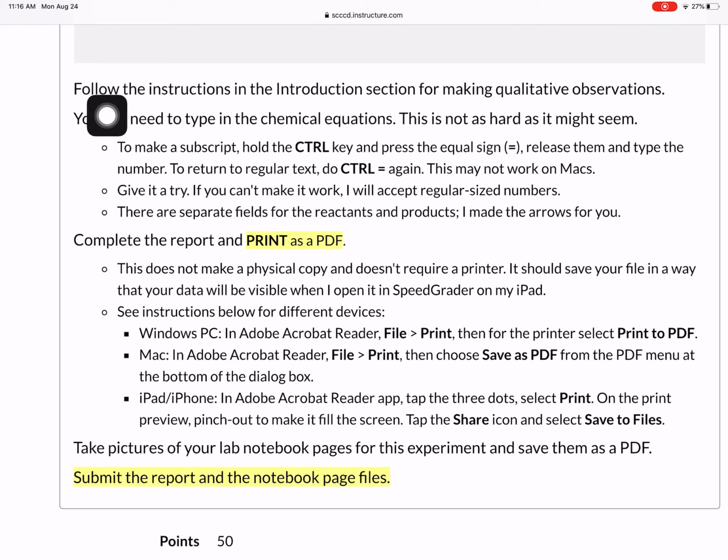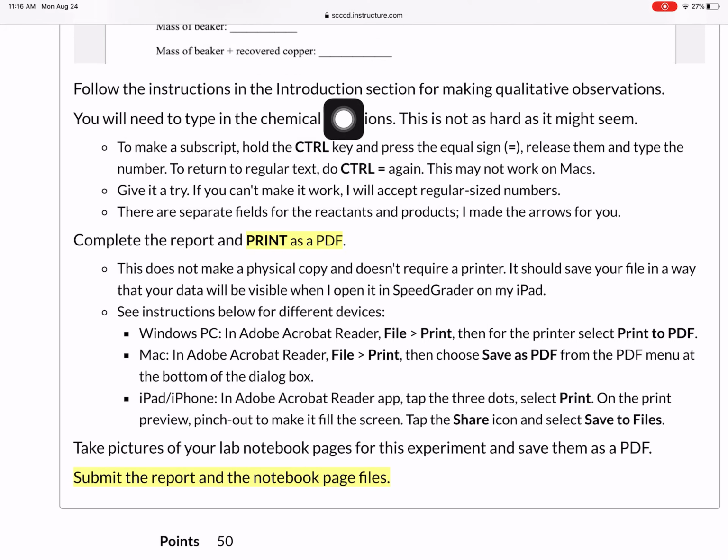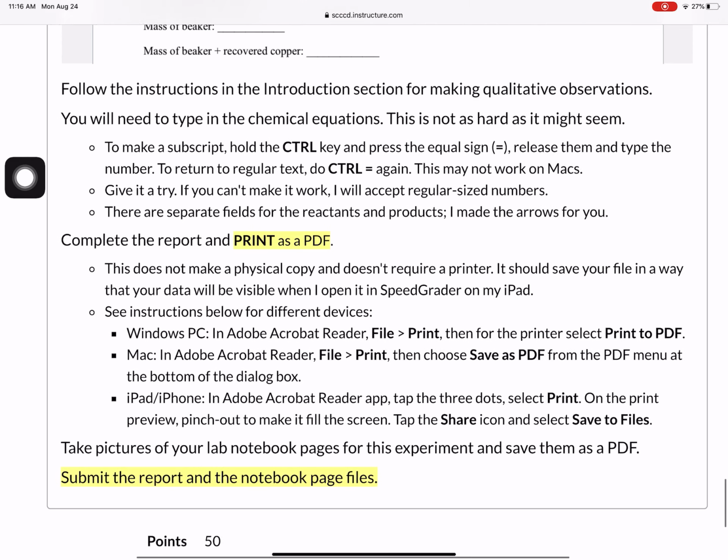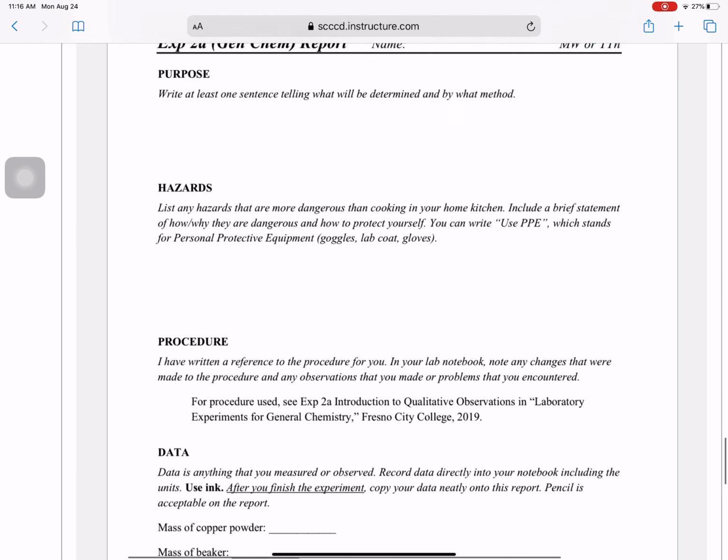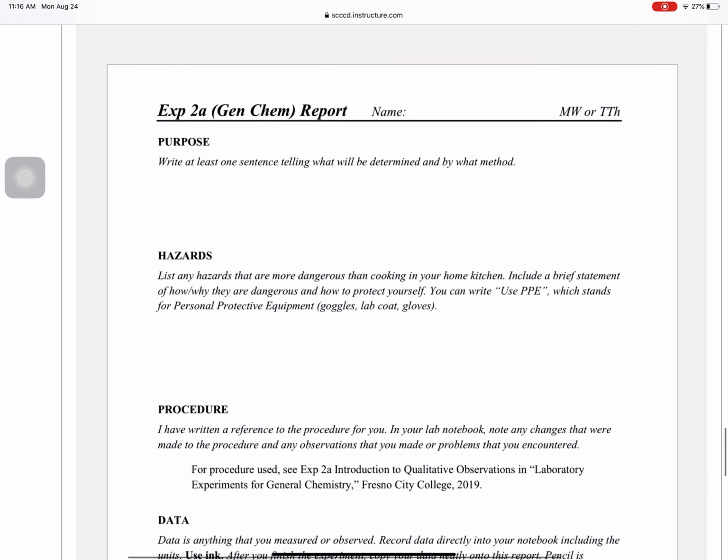So just reminding you about the instructions back in the introduction section for making qualitative observations. Okay, now we've got our thing loaded. So here's our report. The purpose, you're going to write at least one sentence, it might be more, telling what you're going to do and what method. So basically, what is the purpose of doing this experiment? What are we trying to figure out?